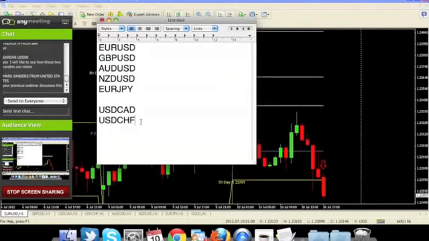I'm not going to get into details of correlation and how to find it. Just believe me on this one and just go with the information. There's not much time for me to explain this. So these pairs on top, they go together. So let's take a look at the other correlating pairs, such as Pound Dollar, Aussie Dollar, New Zealand Dollar, and Euro Yen. Let's see what they had to say in these last few hours.